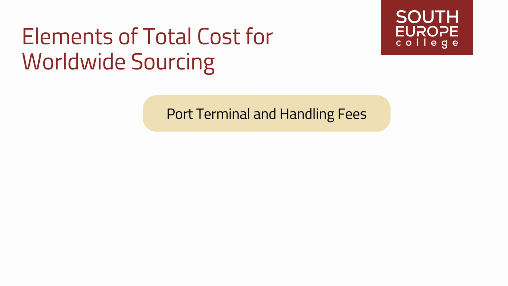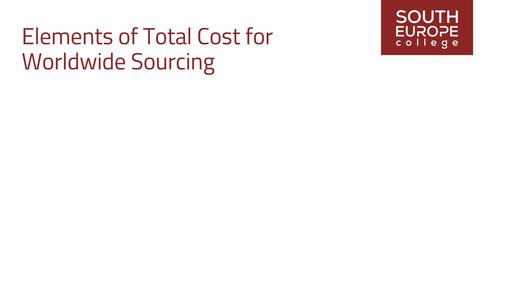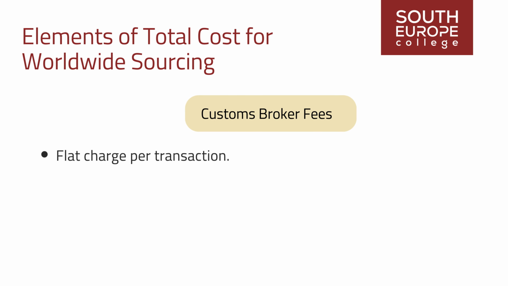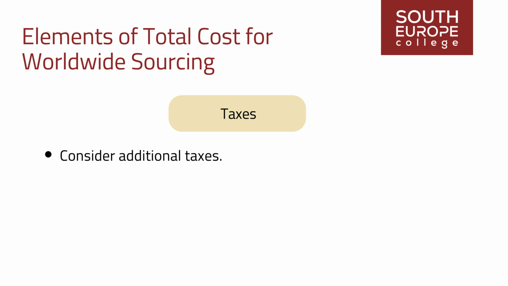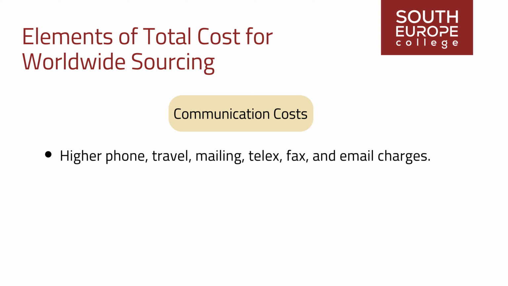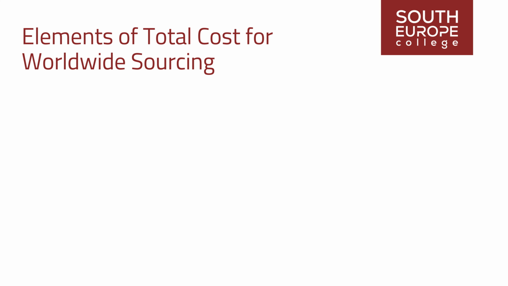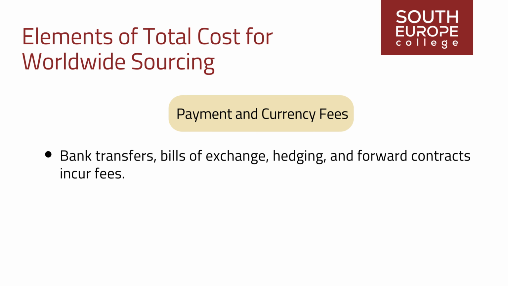Port terminal and handling fees. U.S. port and handling charges include unloading cargo, port personnel's administrative services, and port use. Customs broker fees. There is a flat charge per transaction. Taxes. Consider any additional taxes that may be paid. Communication costs. There will be higher phone, travel, mailing, telex, fax, and email charges. Payment and currency fees. Bank transfers, bills of exchange, hedging, and forward contracts all incur fees.